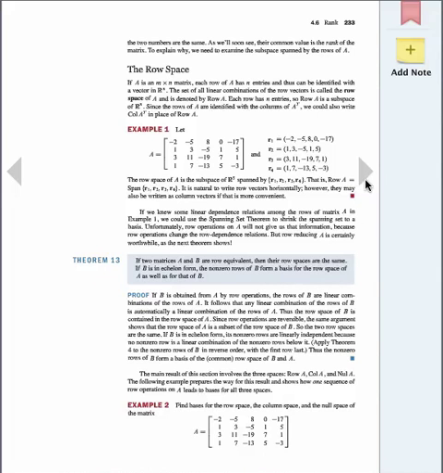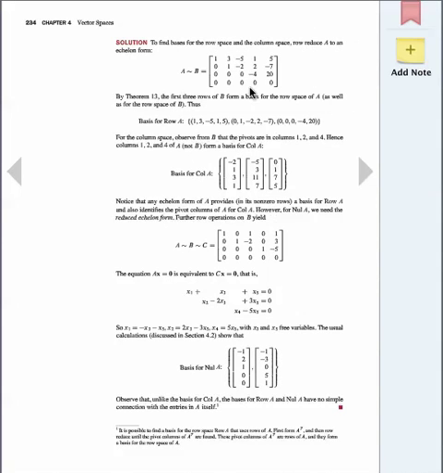Example 2 will let us apply that to an example. And that's worth your time. We will be looking for bases of row spaces, so to speak. In fact, I would say example 2 is very common. You can pretty much expect to see something like this on any of your exams from here on out.